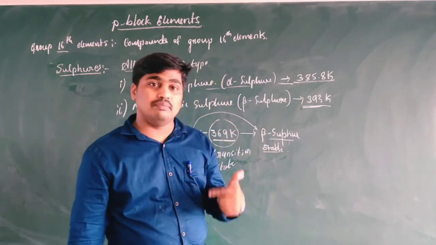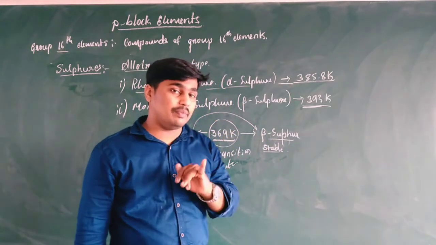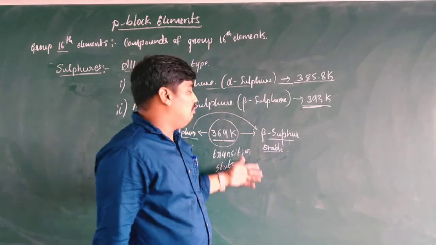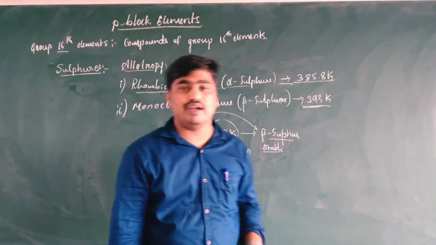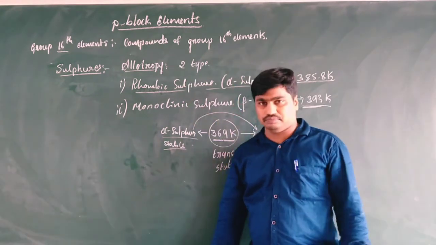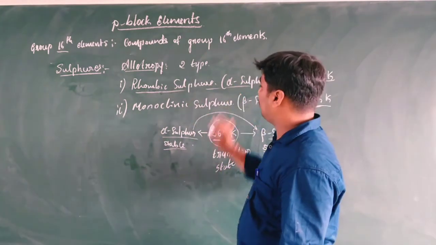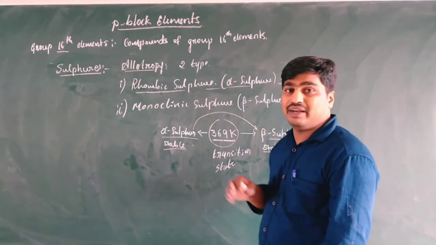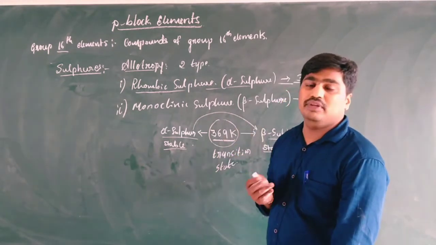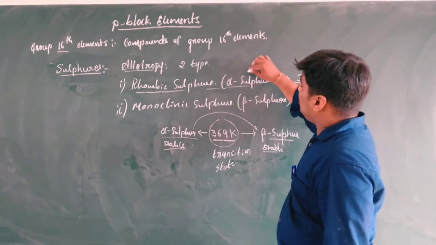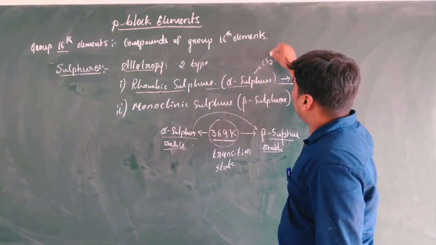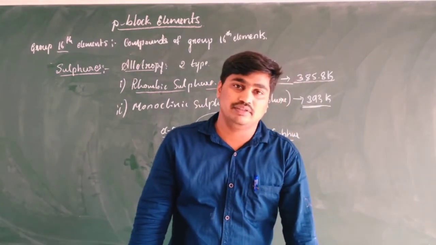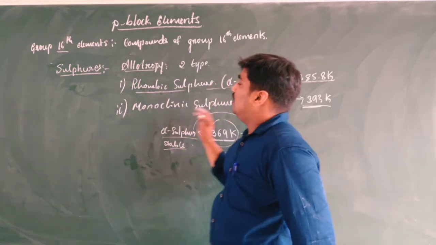Suppose we directly measure the melting point of alpha sulfur, it is 385.8 Kelvin. Okay, this is about the melting point and the preparation method of alpha and beta sulfur. Alpha sulfur is directly obtained. It is a naturally occurring type. So these are about the preparation method and the melting point. Then what about the solubility? Rhombic sulfur, alpha sulfur, is readily soluble in carbon disulfide.